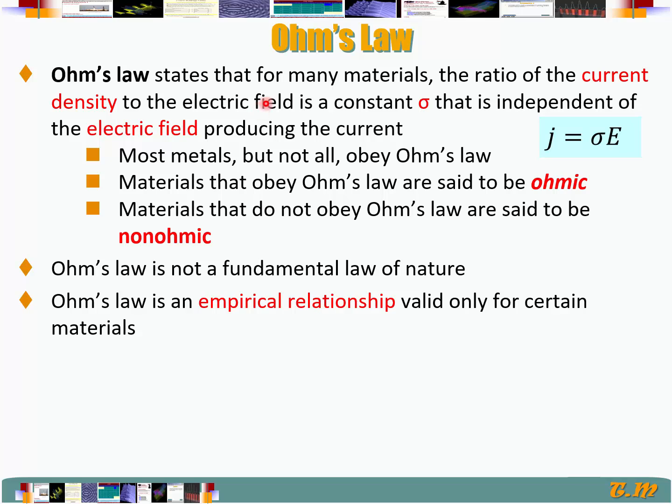Ohm's law actually states that for many materials, not all materials, the ratio of the current density to the electrical field is a constant. That's basically what we have from Ohm's law. Most metals, but not all metals, obey Ohm's law. When they do, we call them ohmic. Materials that do not obey Ohm's law, we call non-ohmic. Ohm's law is not a fundamental law of nature. It is an empirical relationship that's valid only for certain materials.